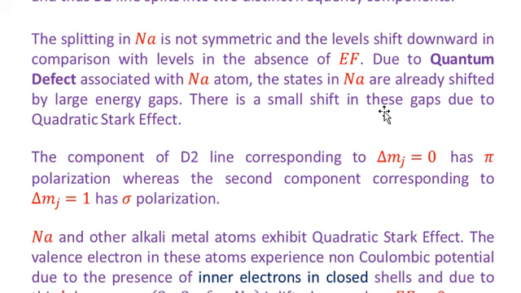There is a small shift in these gaps due to the quadratic Stark effect. The splitting of these sodium levels is already there due to the quantum defect, which is due to the effect of the electrons in the cloud orbiting around the nucleus. But you know that there is also a small shift in these gaps due to the quadratic Stark effect.